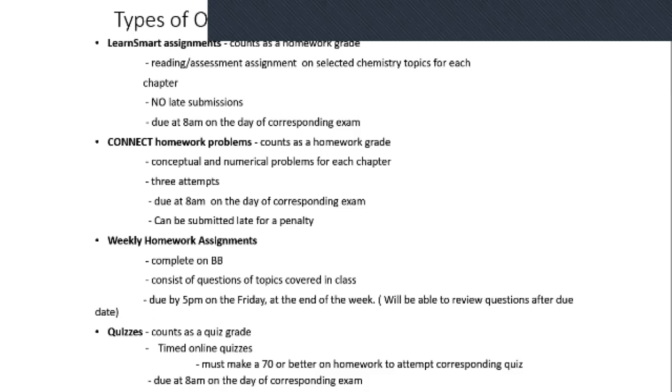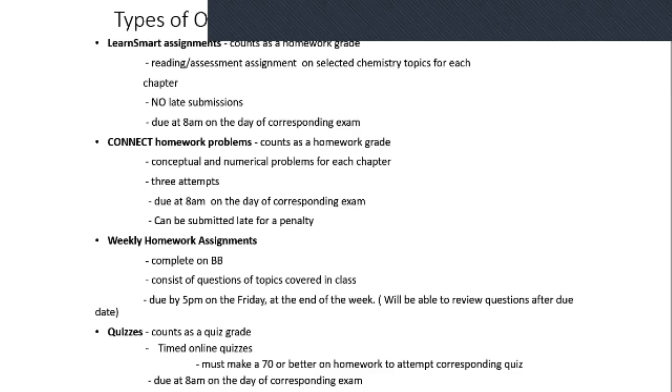Then the other thing we have are Connect quizzes. These are done on Connect, and these are timed assessments. In order to do the quiz, you have to make a 70 or better on the Connect homework to attempt the quiz. The quizzes are majority multiple choice questions, so it gives you practice with multiple choice, whereas the homework problems give you practice with short answer. There are some short answers in the quizzes, but generally they're multiple choice. Each attempt on the quiz is a new set of questions. And again, these are due at 8 a.m. on the day of the corresponding exam.